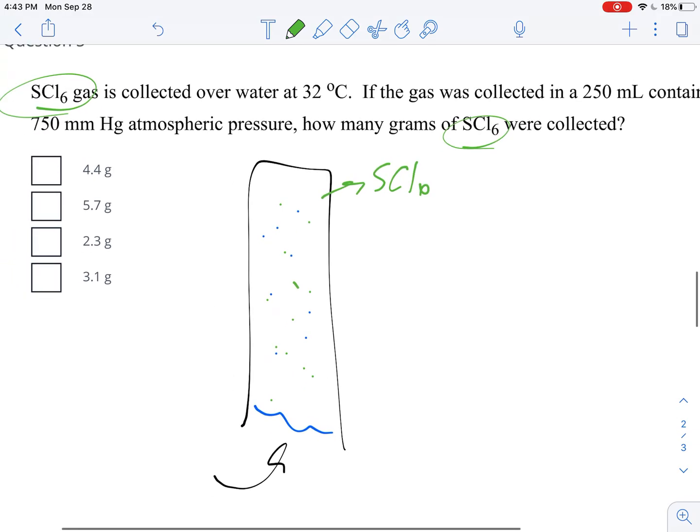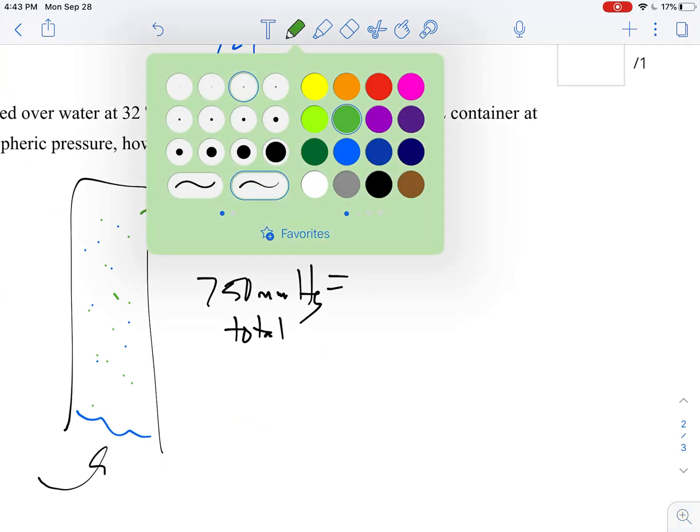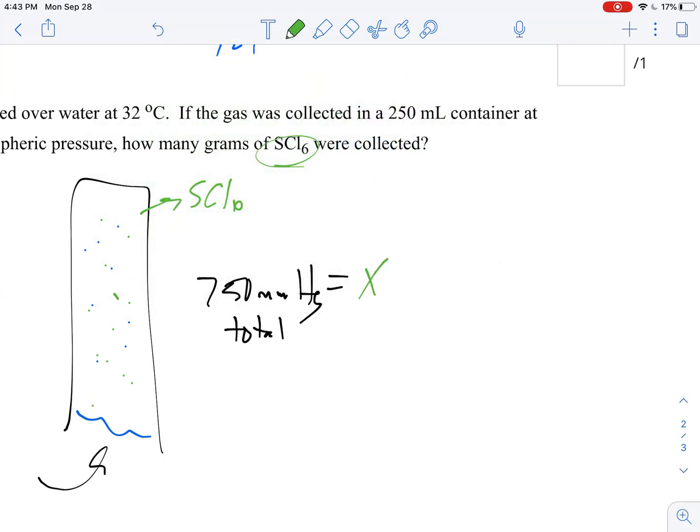And it says that the total pressure for the day is 750 millimeters of mercury. That's what the atmosphere is. That's your total. Now, the pressure of the SCl6 gas is going to be X, and you're going to add that with the vapor pressure of water, because again, all we're going to do is add those together. This is going to be the pressure of the SCl6. So I got 750 total. I want to know the green.